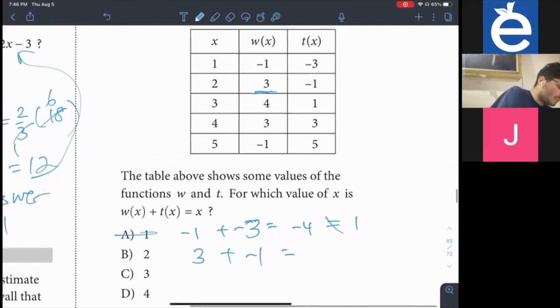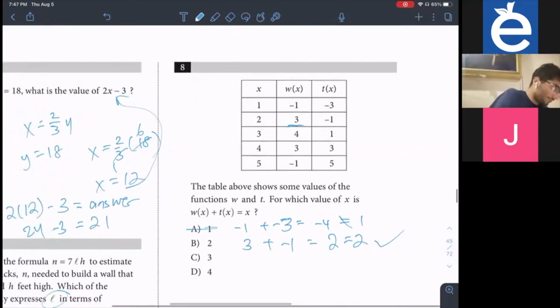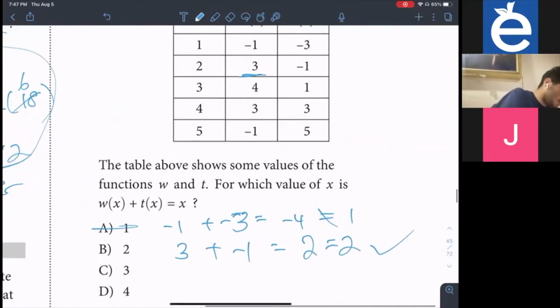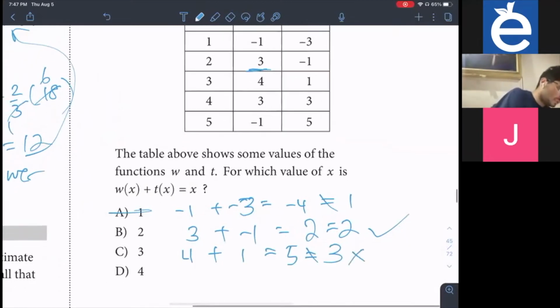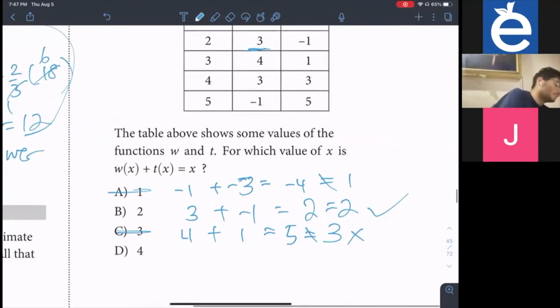3 plus -1 is 2, which is equal to 2. So we know this is a possible answer. Now let's try 3. W of 3, which is 4, plus t of 3, which is 1. So 4 plus 1 is 5, which is not equal to the original 3 answer choice. So this is not a possible answer.